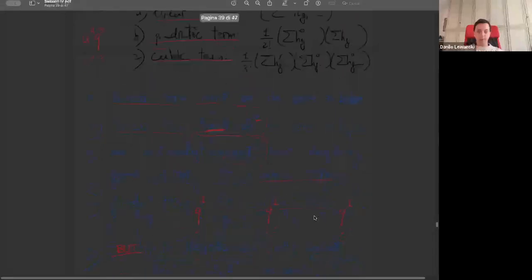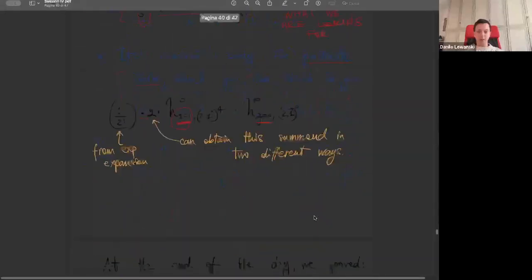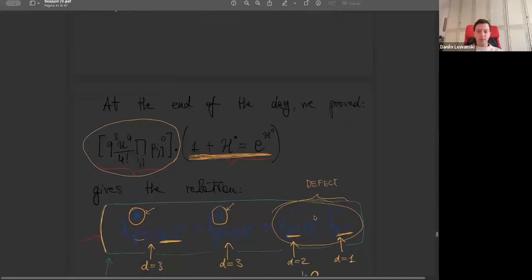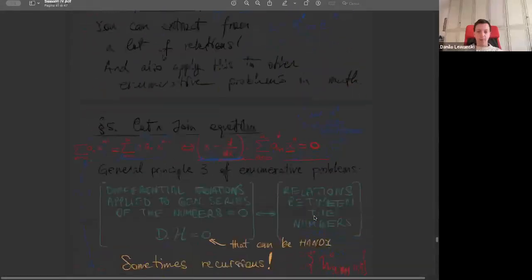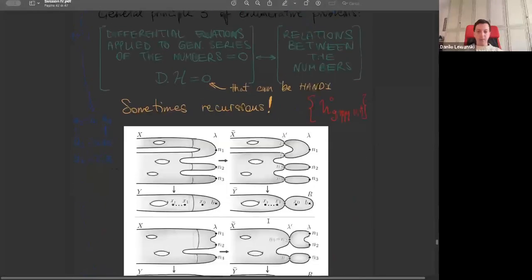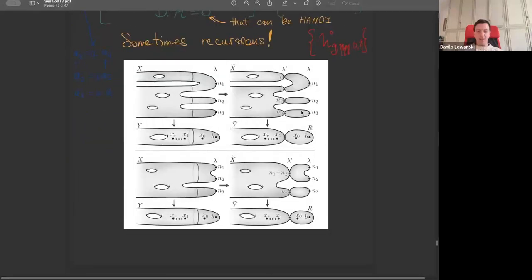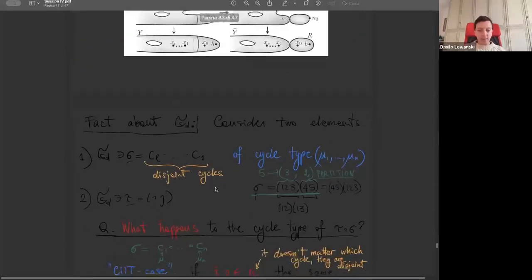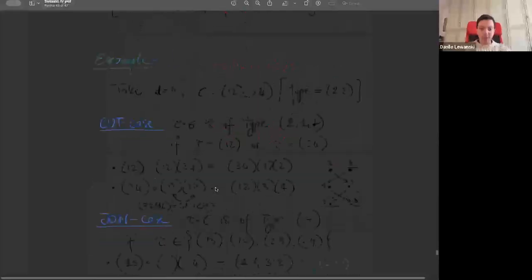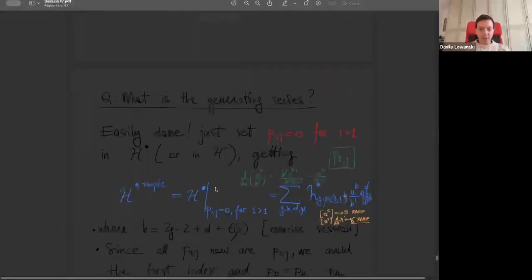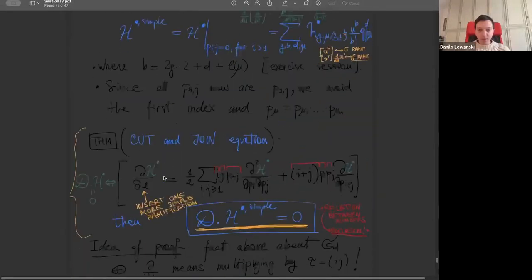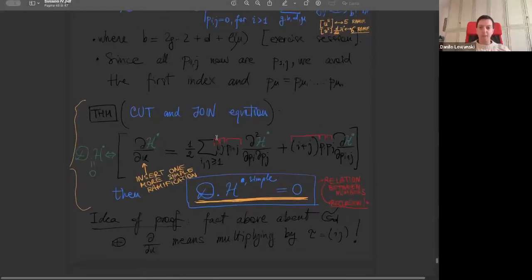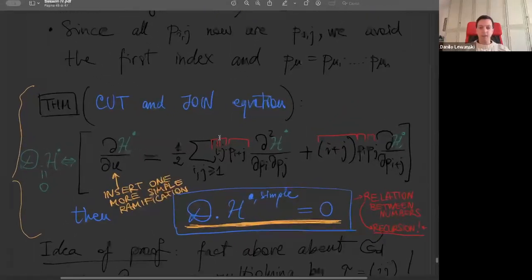This is the proof of the Cut-and-Join equation, and the degeneration formula of Hurwitz numbers. Maybe I can just finish with the Cut-and-Join equation, which is this theorem over here. So one of the recursions that is usually used to count Hurwitz numbers is this cut and join equation.